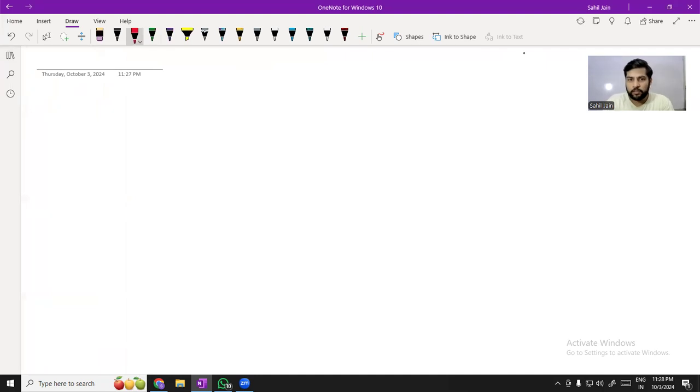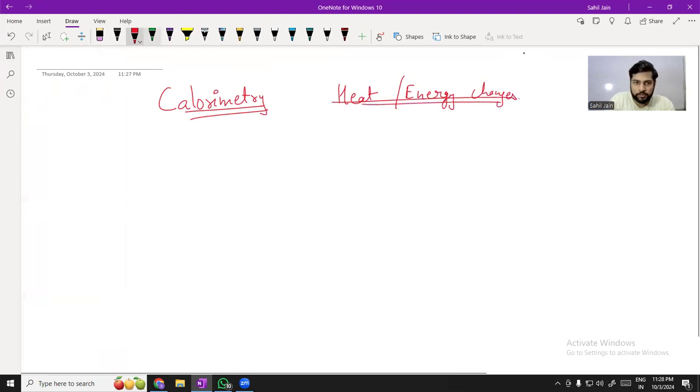Hello everyone. Today we are going to solve a question of calorimetry. Calorimetry means we are solving a numerical question which involves heat or energy changes. But there are a few things you need to know before solving such questions.